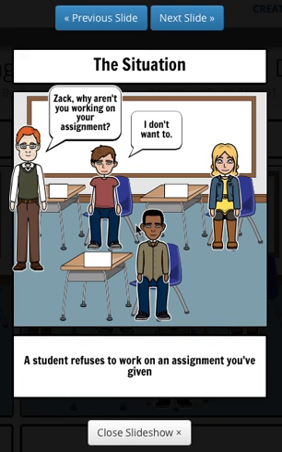So the situation that I chose is after a teacher is done lecturing for the day. He hands out an assignment for the class to work on, and for this particular day, one student is refusing to do the assignment. So here the teacher comes over to the student's desk and he asks him why he's not working on the assignment, and the student responds that he doesn't want to. So from here, I'll look at a couple of possible responses that a teacher can use to handle the situation.